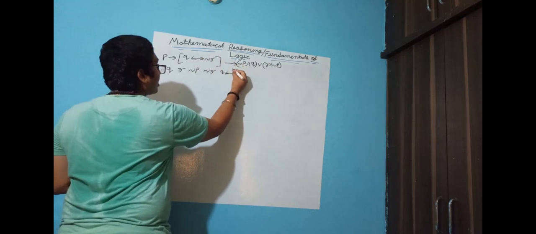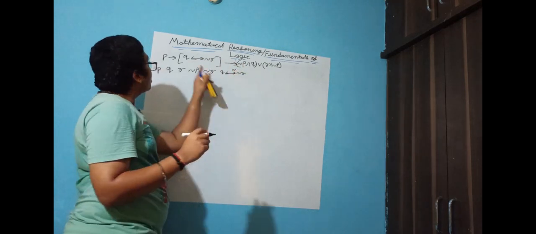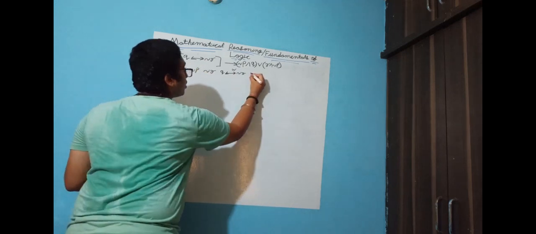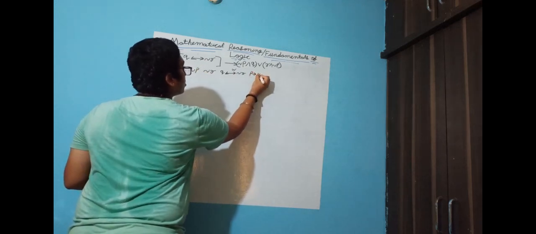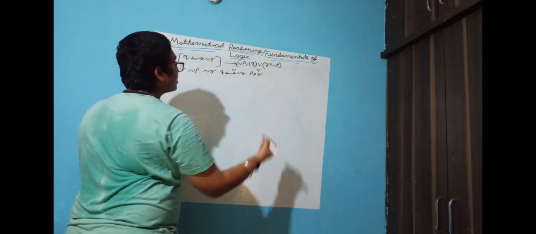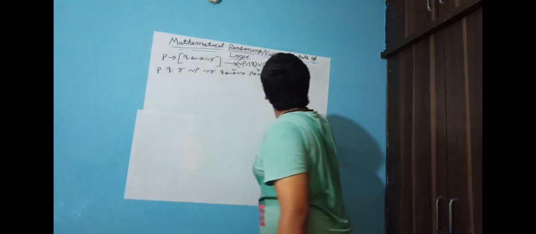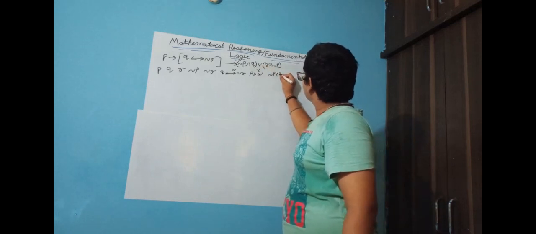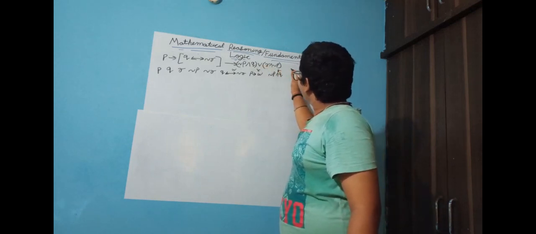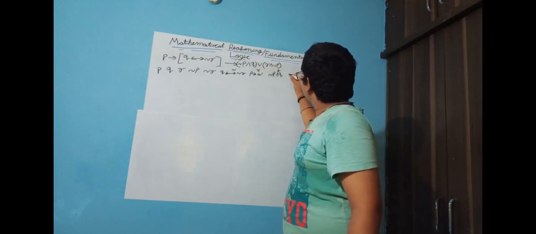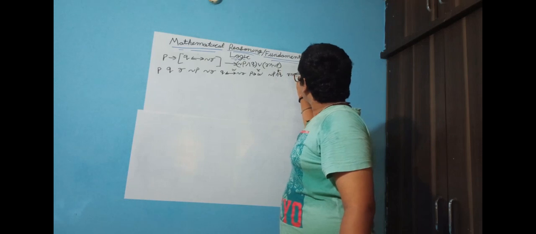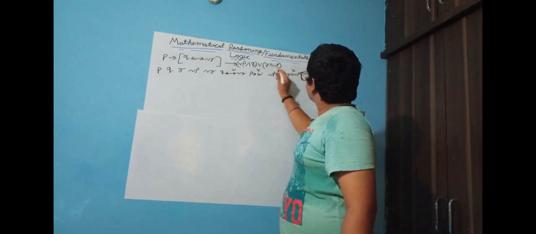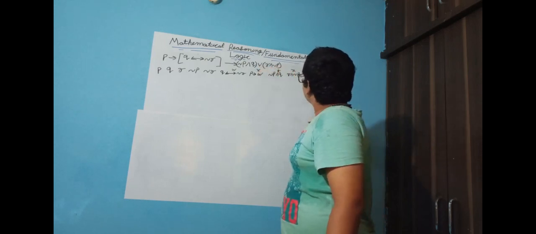Let this entire thing be in W. Then P implication W we need to find. This one you treat it as X. Next, negation P and Q you need to do. Let it be Y, and here separately R and negation P. Let it be Z. Y or Z you need to do.